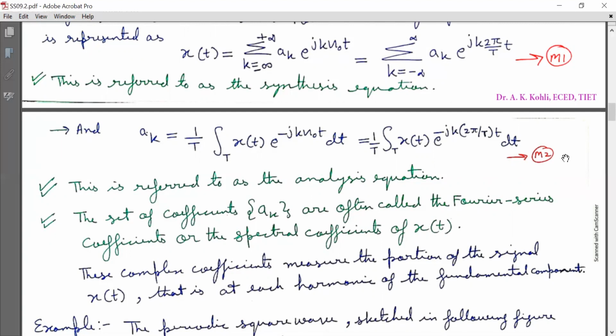The set of coefficients a_k are often called the Fourier series coefficients or the spectral coefficients of x(t). These complex coefficients measure the portion of the signal x(t) that is at each harmonic of the fundamental component. So this is very important that the set of coefficients a_k are often called the Fourier series coefficients or the spectral coefficients of x(t), and these complex coefficients measure the portion of the signal x(t) that is at each harmonic of the fundamental component.